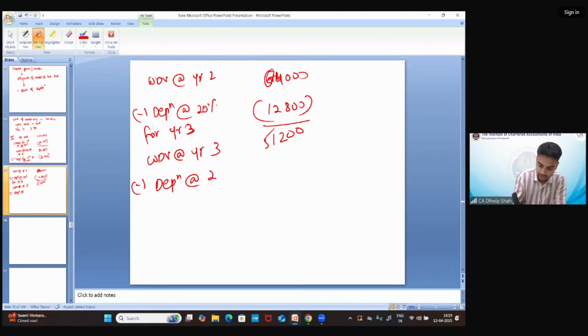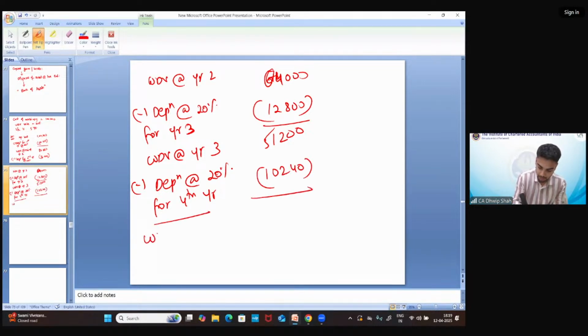Less depreciation at 20% for the fourth year. 51,200 into 2, 5,120, 10,240. Yes or no? And this is nothing but WDV at the end of year 4. Or you can say WDV at the beginning of year 5.